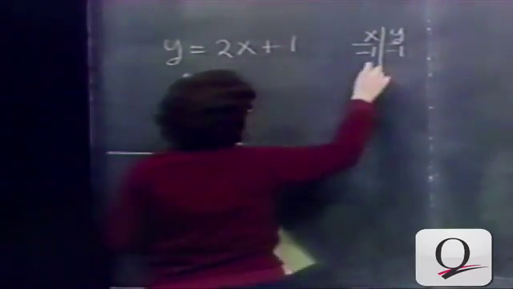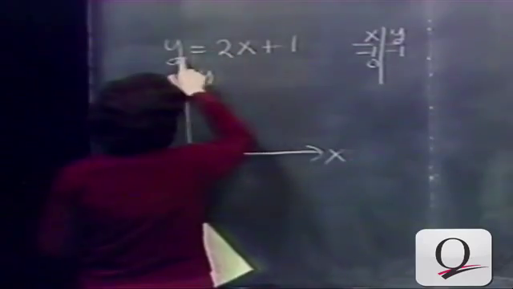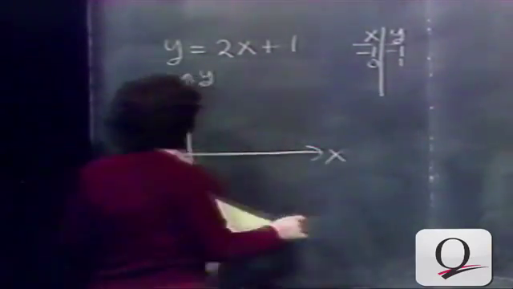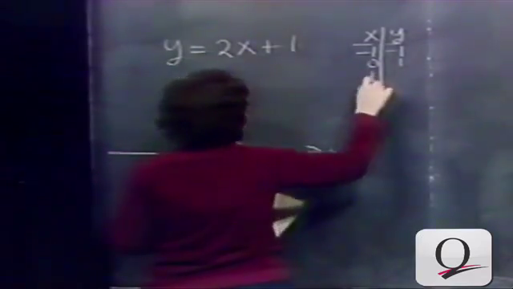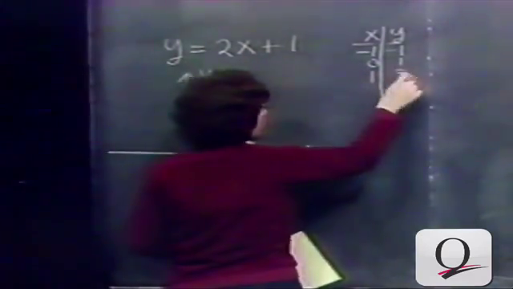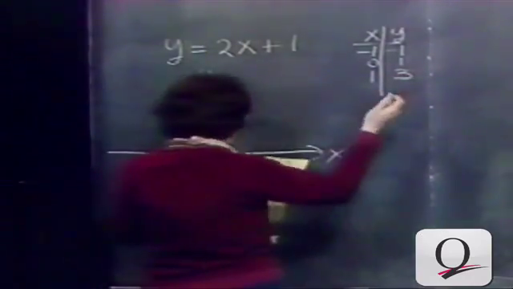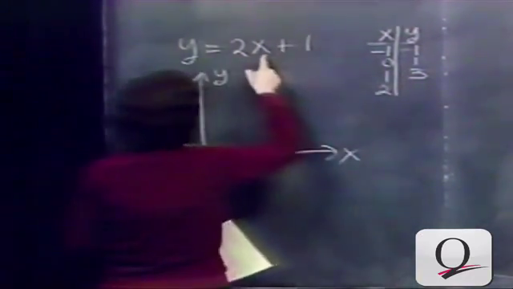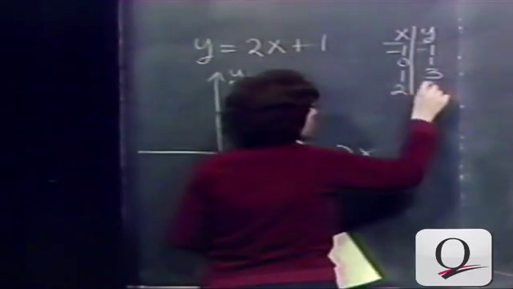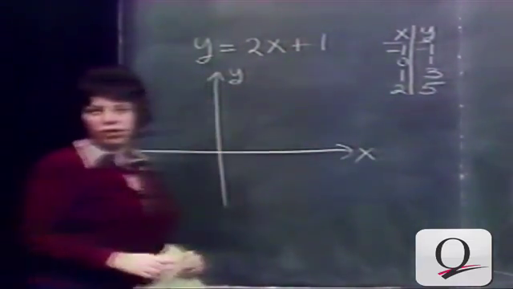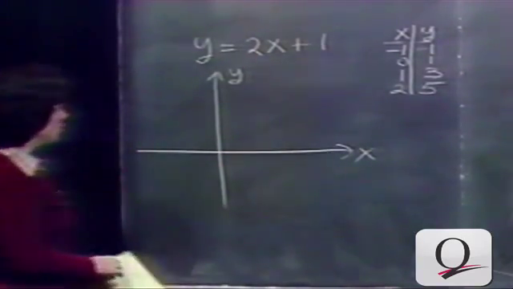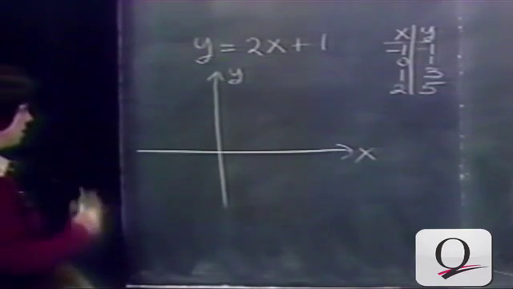Then we could let x equal 0. If x equals 0, y would be equal to 1. We could let x equal 1. If x is equal to 1, y would be equal to 2 plus 1, or 3. And finally, we could let x equal 2. If x is equal to 2, y would be equal to 4 plus 1, or 5. We know that 2 points determine a straight line, but I plotted 4 here just to be sure that we have the right thing.